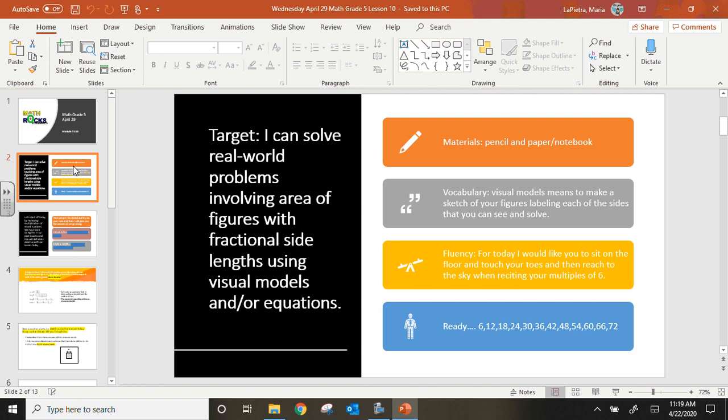So make sure you have your materials ready, a pencil and your notebook or some paper, and the vocabulary. Visual models just means to make a sketch of your figures, labeling each of the sides that you can see, and then solve.